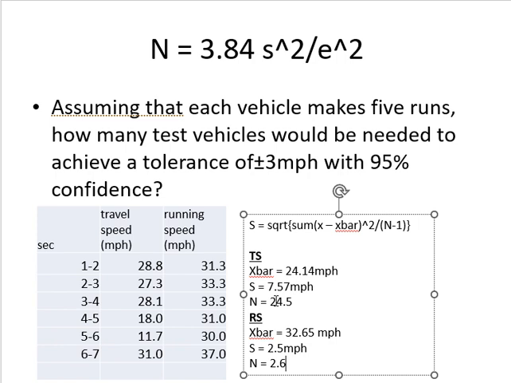Now which one has more standard deviation? Travel speed, right? Travel speed has the higher standard deviation. That means this data has more variation. So what's the reason?